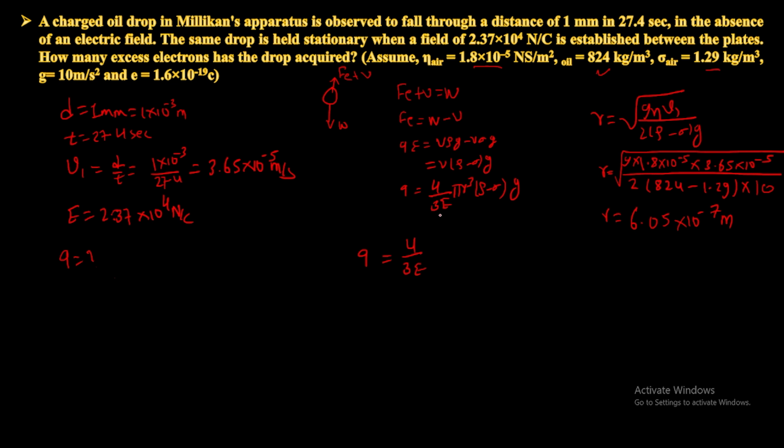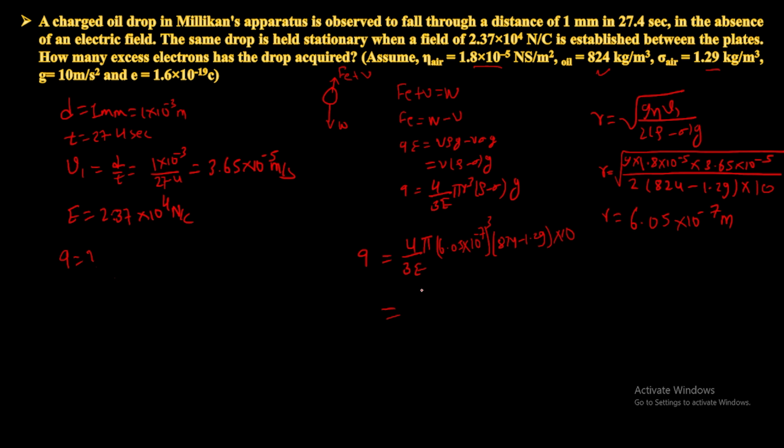So using this value here, 4 by 3 pi r cube, that means 6.05 into 10 to the power minus 7 whole cube, bracket rho, that means 824 minus 1.29, into 10.